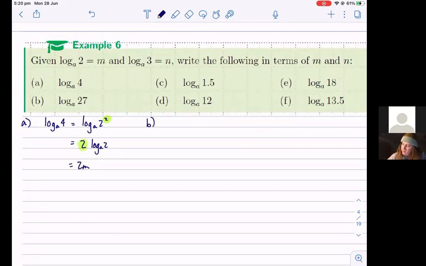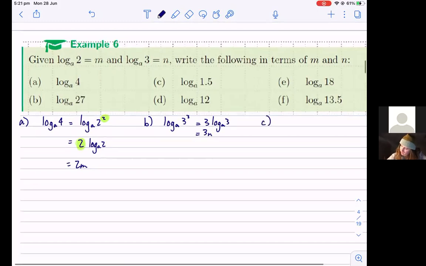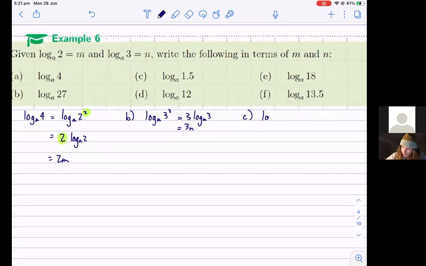Question B, log base a of 27. Now 27 is 3 cubed. So we've got log base a of 3 cubed, which makes it 3 log base a of 3, which makes it 3n. Question C, 1.5. We've got log base a of 1.5. Now you should already be thinking that's 3 on 2, which makes it log base a of 3 minus log base a of 2, which makes it n minus m.